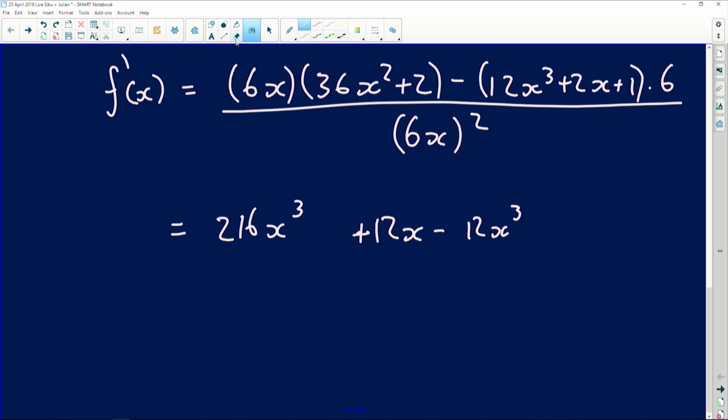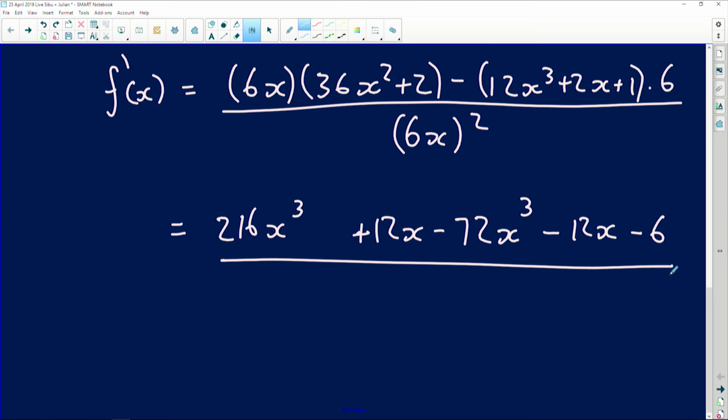I lie, actually. That is a big lie. Sorry, guys. That over there is not going to be that, it's going to be multiplied by 6. So that's going to give me 72x cubed minus 12x. And that's going to be minus 6. And this is all then going to be divided by 6x squared.